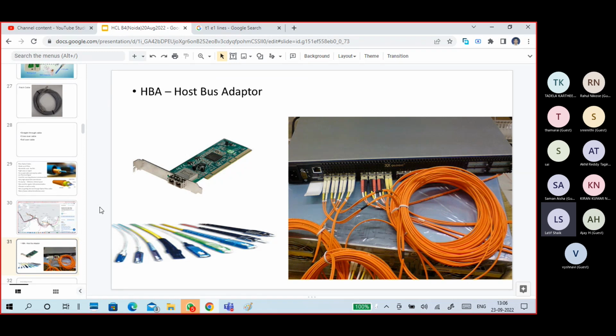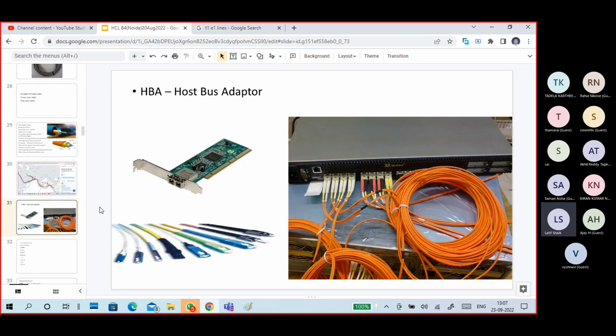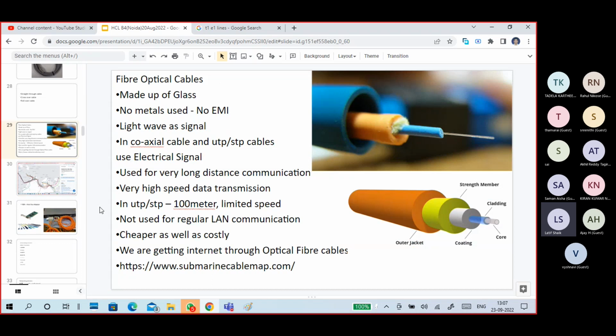And if you want to use a fiber optical cable, your laptop or desktop should have this kind of NIC inserted. This is also one kind of NIC, called a host bus adapter, which is used to connect fiber optical cables. And your switch also must be a fiber optical switch. So the cost keeps increasing. Of course, sometimes you feel it is costly, sometimes it is not.